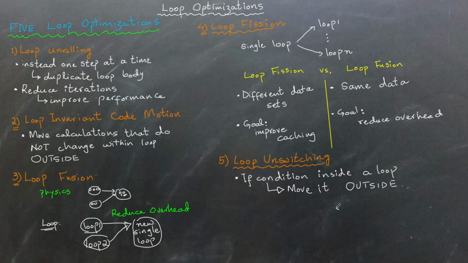These are the 5 commonly used examples of loop optimizations. Modern compilers automatically perform many of these, but understanding them helps you write better performing code and appreciate how your compiler works.